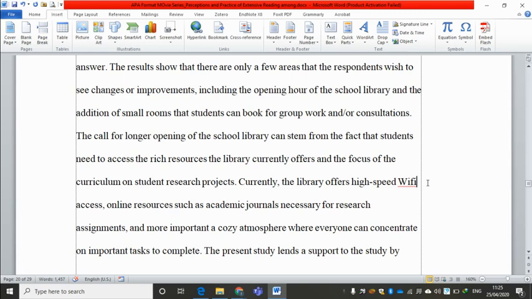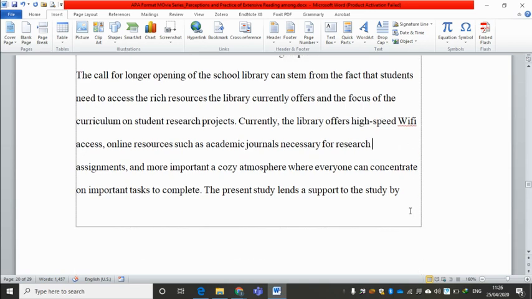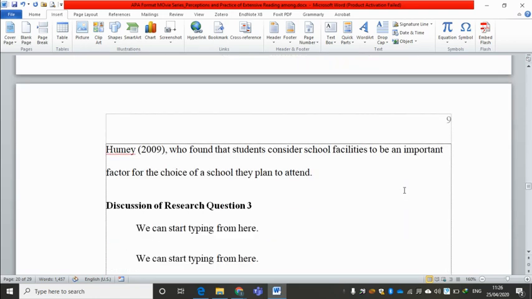Currently, the library offers high-speed Wi-Fi access, online resources such as academic journals necessary for research assignments, and more importantly, a cozy atmosphere where everyone can concentrate on important tasks to complete. The present study lends support to the study by Humi 2009, who found that students consider school facilities to be an important factor for the choice of a school they plan to attend.